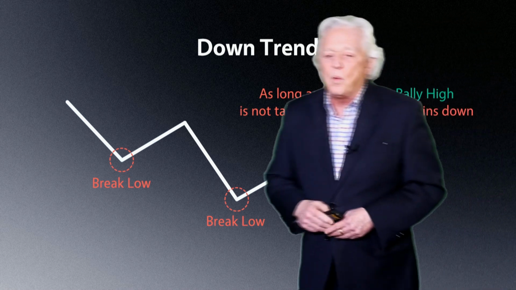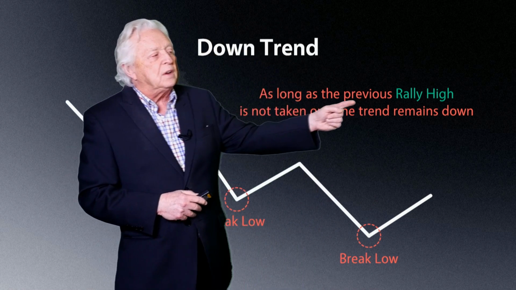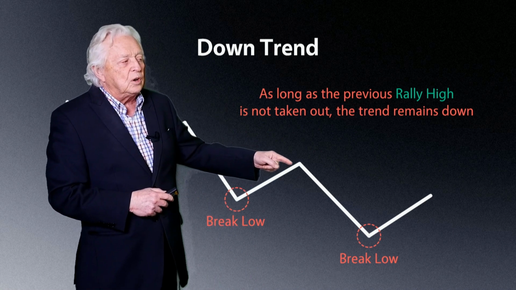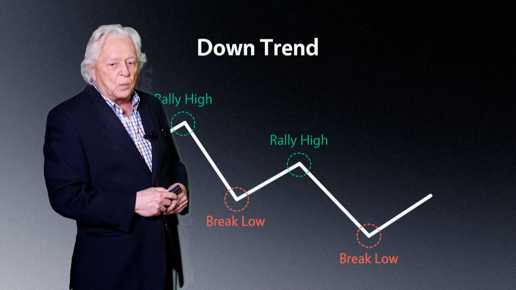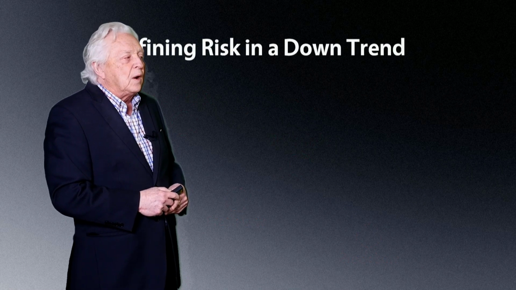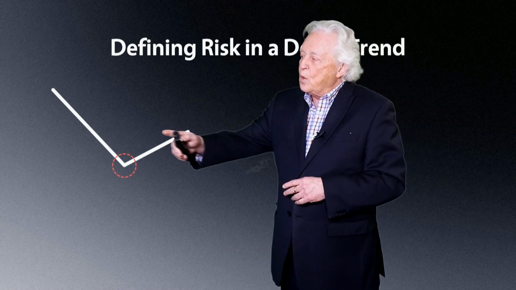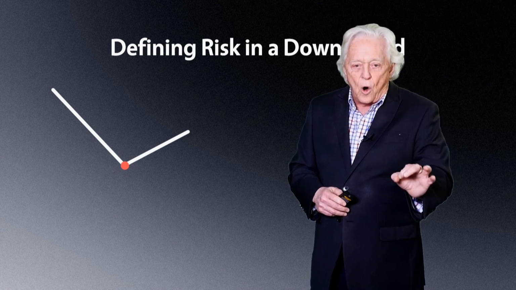Let me step here and not trip over myself. And the key here, and I'll walk over this way so you can see it. As long as the previous rally high is not taken out, the trend remains down. So you don't want to take out that high. And there's your rally highs. Now, how do we define risk in it? Pretty simple. It's the same thing. We had our break, a bounce away from it. So there's our low point.